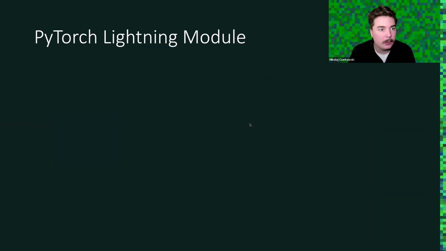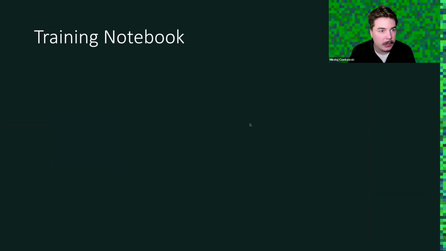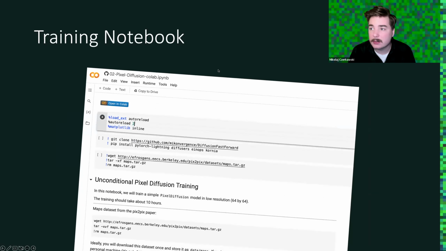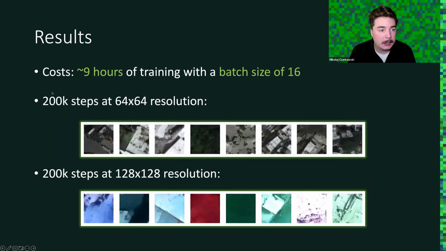Now, I think we've gone through the majority of the framework. There's a training notebook that you can find on the course website. I think I will open that in a minute in this episode as well. If you train for about 200,000 steps in 64 by 64 resolution, on the maps dataset from the Pix2Pix paper, you can get these types of results after roughly 9 hours. That's 200,000 steps with a batch size of 16, and that's been done on Google Colab, so you can do it for free in your browser.